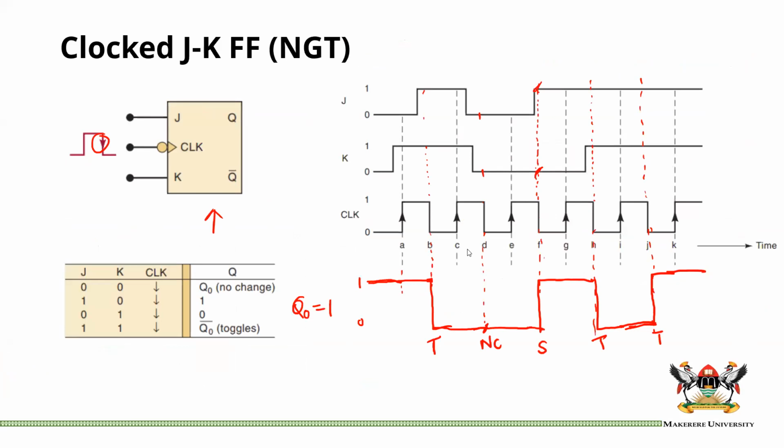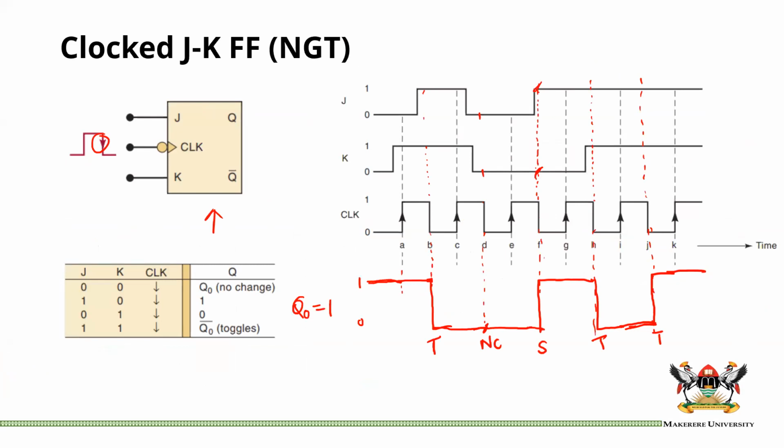Joseph, Doctor, why do we always start with 1, yet the output is 0? I don't know what you mean by that. What do you mean by that? Can you explain? What do you mean by we always start with a 1, yet the output is 0?